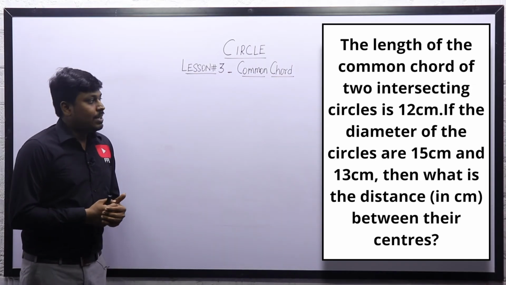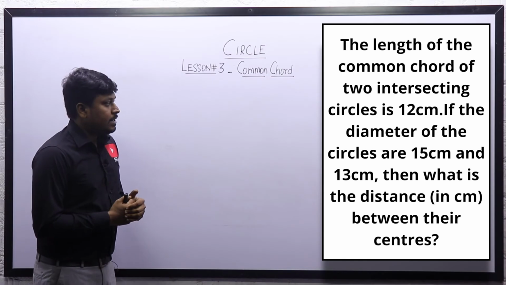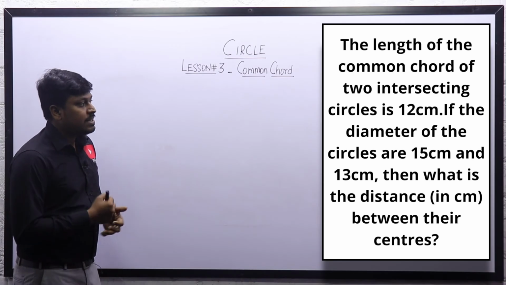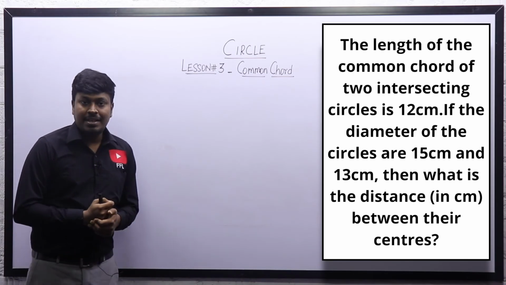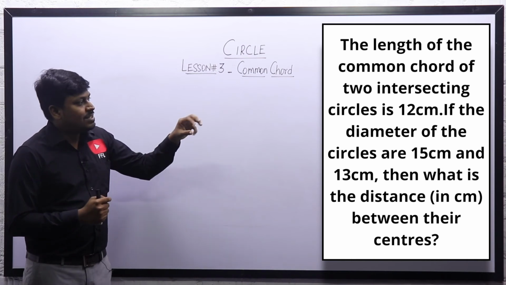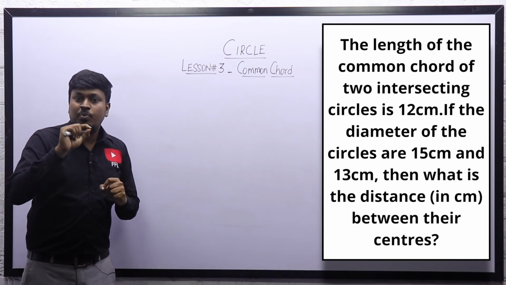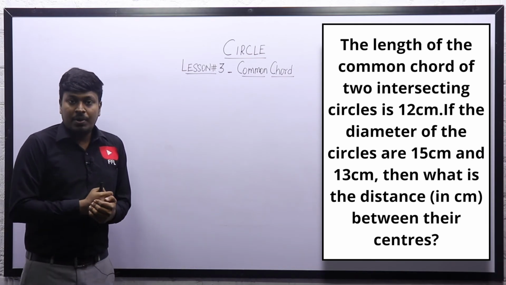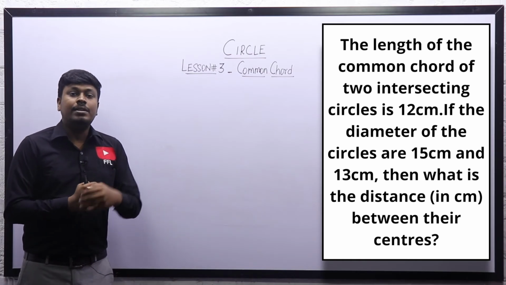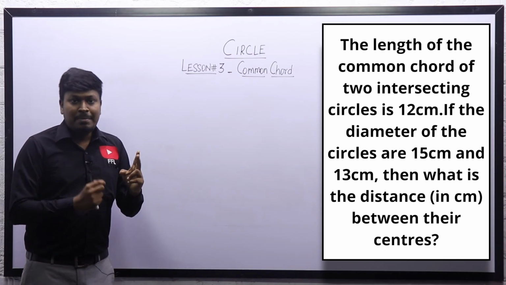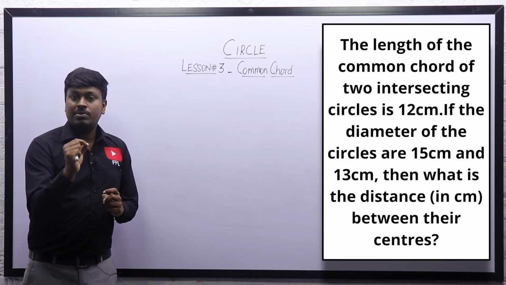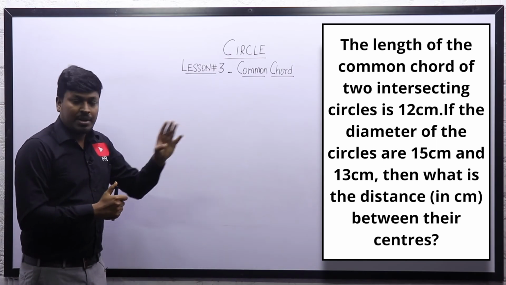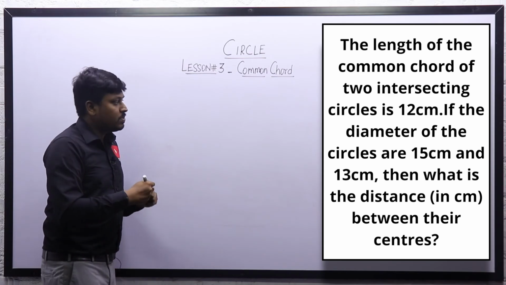Question number 4. The length of the common chord of two intersecting circles is 12 centimeter. If the diameters of the circles are 15 centimeter and 13 centimeter, then what is the distance between their centers? So easy question. This question is similar to question number 1, but there is a small difference, right? Small note you need to remember while solving these types of questions. Most of the students will take more than 3 to 4 minutes to solve this easy question. But some students, by knowing some logic, will solve the question within 30 seconds or 45 seconds. So that's the reason I am teaching the question. Remember that I will tell you at which point you need to make a note of it, right?